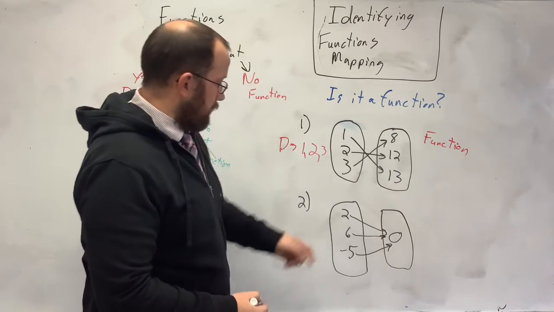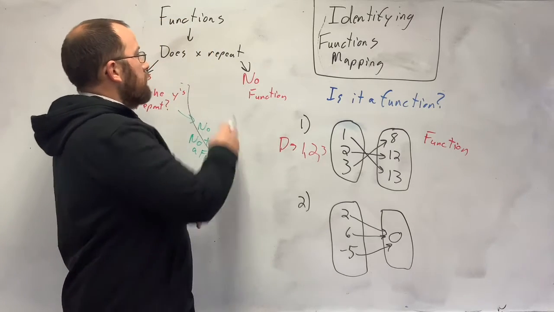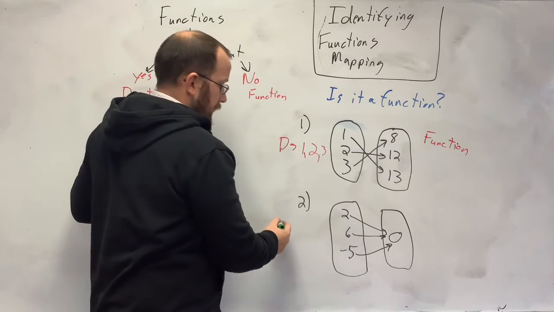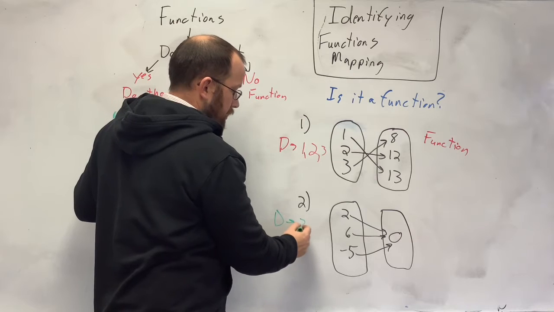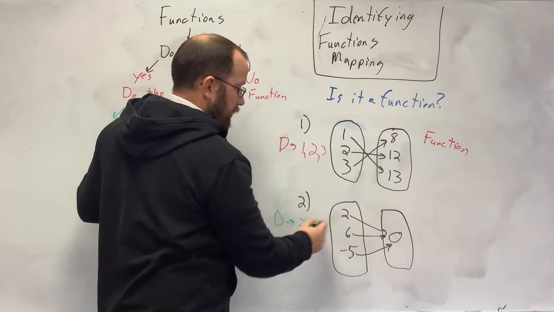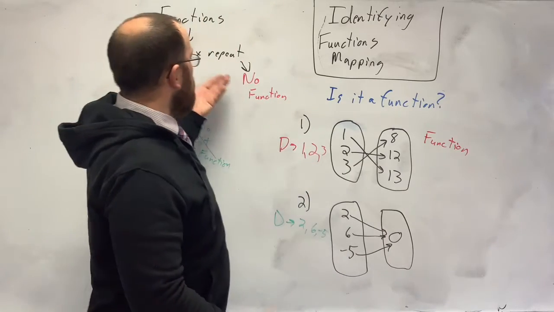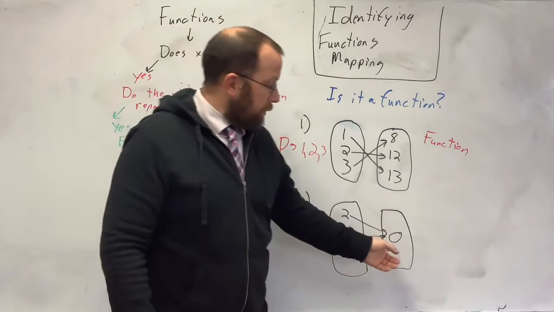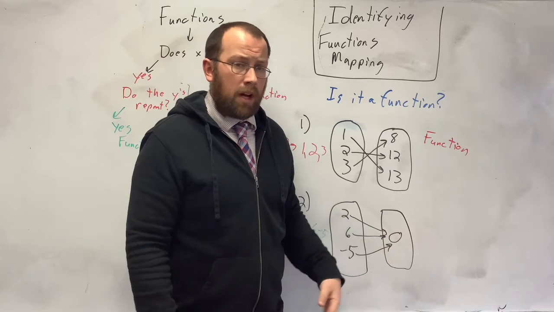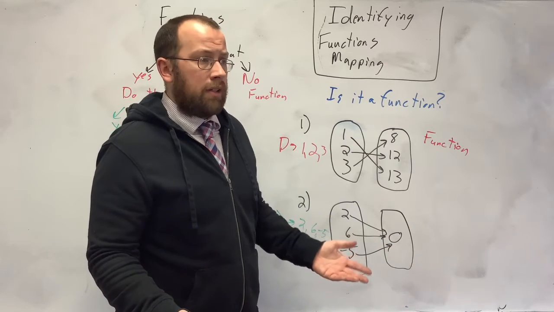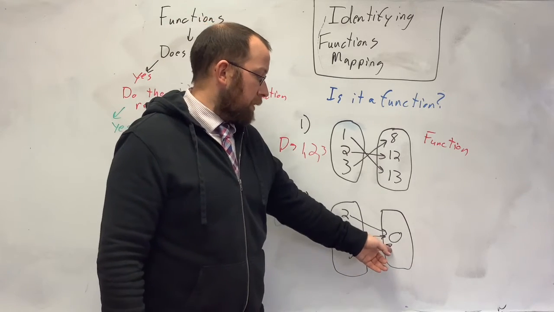Down here, ask yourself the same thing. Do the x's repeat? So my domain is 2, 6, and -5. Are any of those the same thing? No. If you keep with the chart, you're fine. A lot of people see this pointing to 0, and you're automatically thinking, all right, this can't be because they can't all be equal zeros.